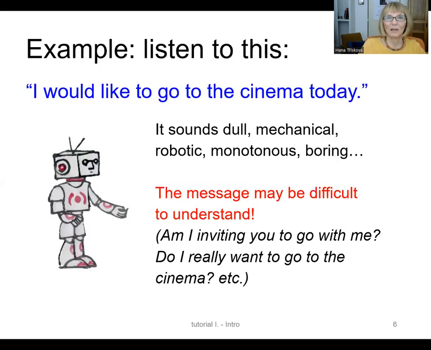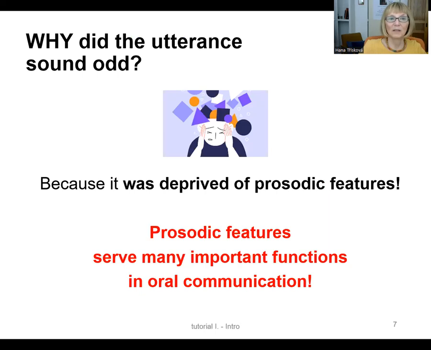I will give you an example. Listen to this. I would like to go to the cinema today. It sounds quite dull and mechanical and robotic and also boring. But what is more important is that the message may be difficult to understand. Am I really inviting you to go to the cinema with me? Do I really want to go to the cinema? You may not know. So why did the utterance sound odd? Because it was deprived of prosodic features. Prosodic features serve many important functions in all communication.